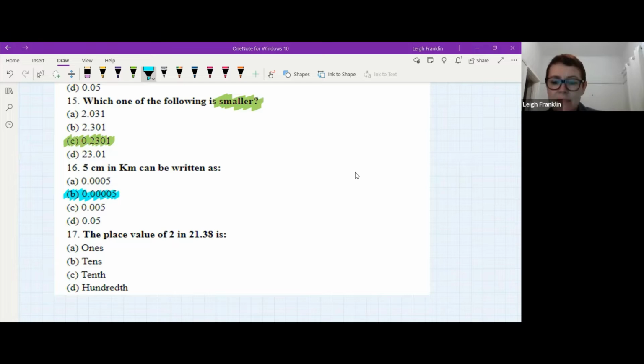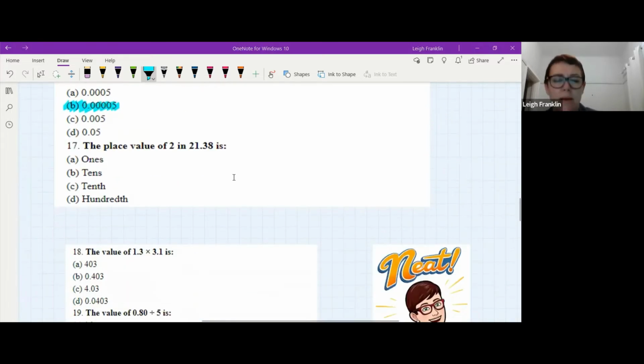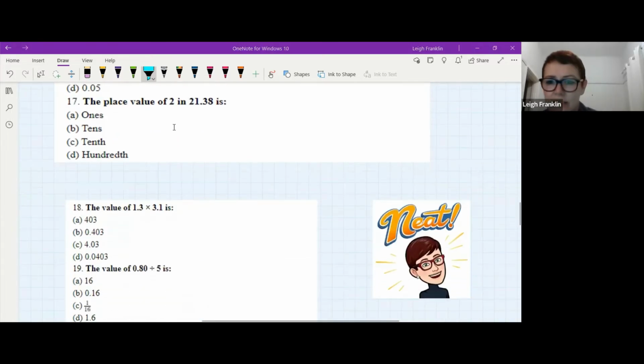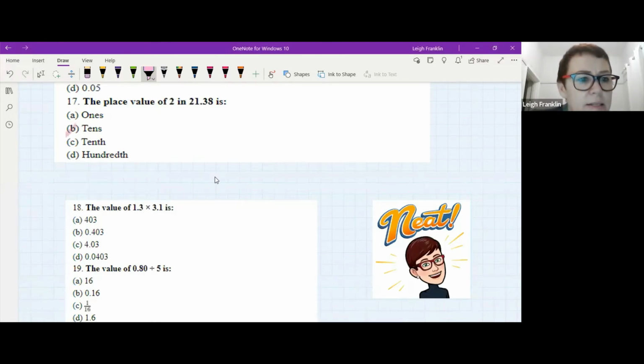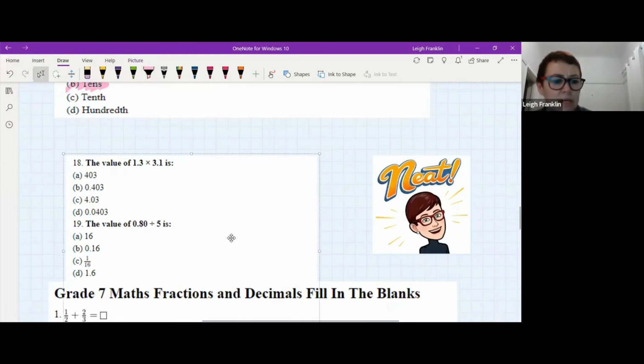Okay, Lesedi, number 17, please. Ma'am, it's B, tens. It certainly is, Lesedi. Well done. Good job. All right. Tens. Excellent. Oh, you guys are so clever. Rolivua, number 18, all yours. Please, Rolivua.